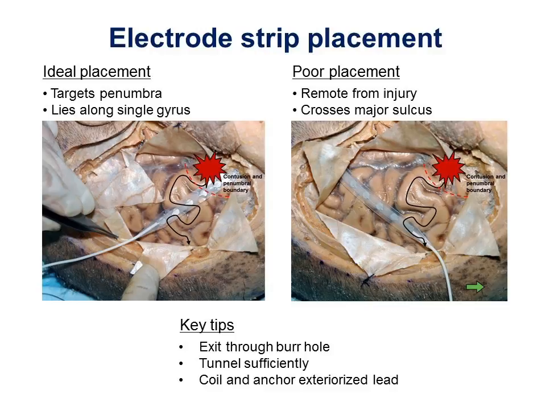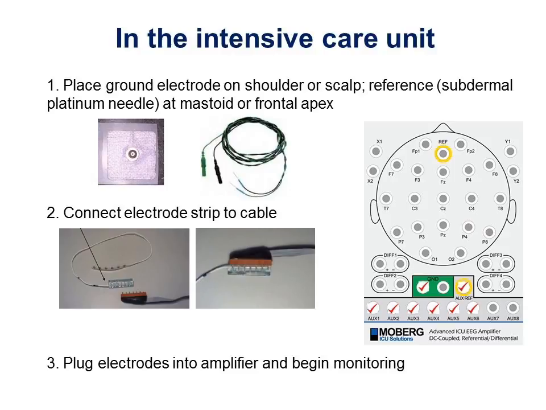And finally, a key tip is to be sure that the tail of the electrode strip, after being exteriorized, needs to be coiled and then anchored with sutures to the scalp. And the coiling and anchoring provide strain relief against pulling and accidental dislodgement or removal of the electrode strip by the patient or staff. But this is all rather straightforward for the neurosurgeons.